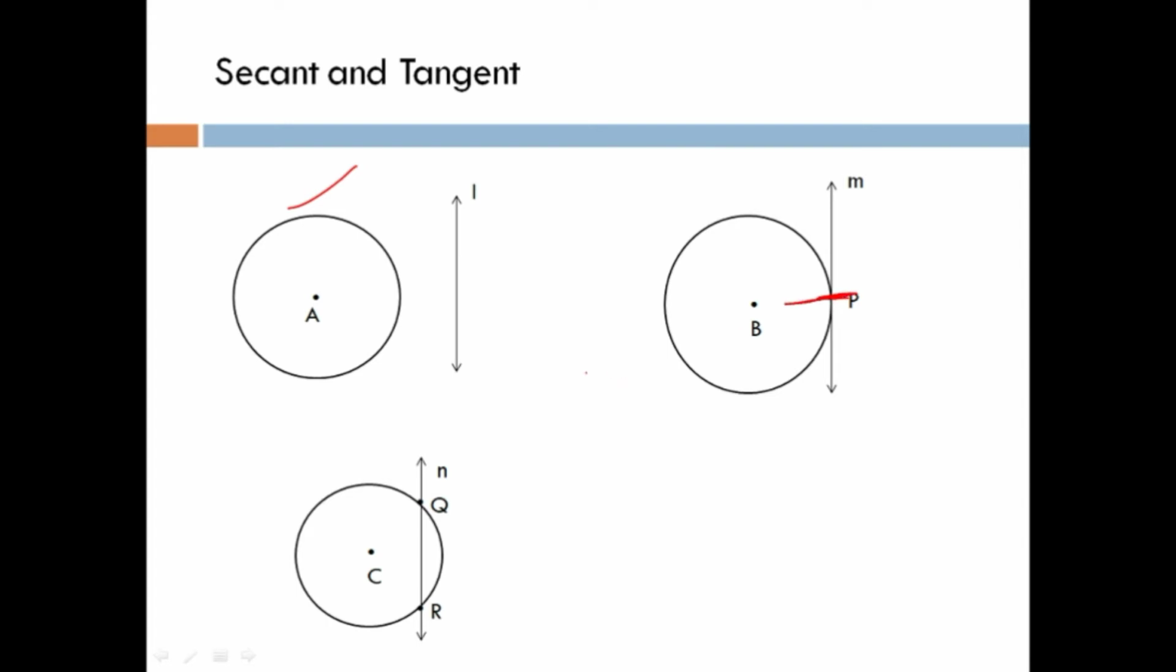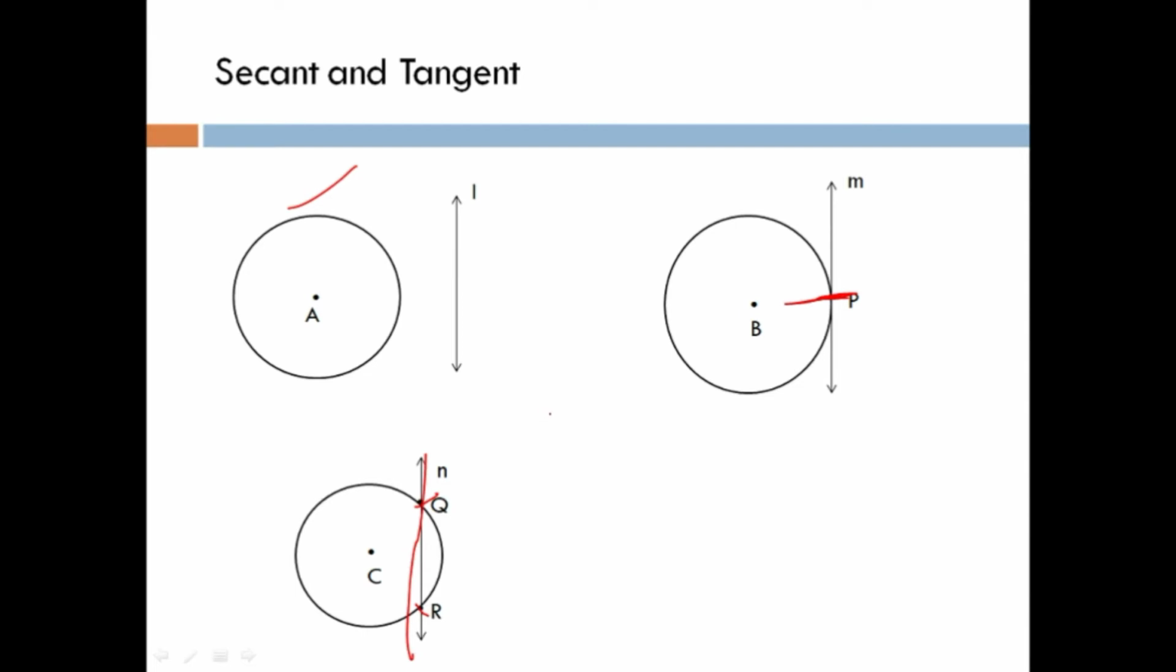Now the secant. The definition of the secant was it passes through 2 points which lie on the circumference of the circle. So these are the 2 points, that is Q and R are the 2 points which lie on the circumference of the circle, and this is the line which passes through these 2 points. So this is called the secant.